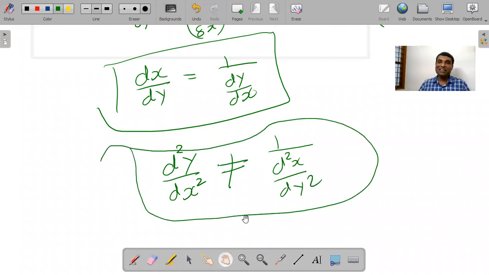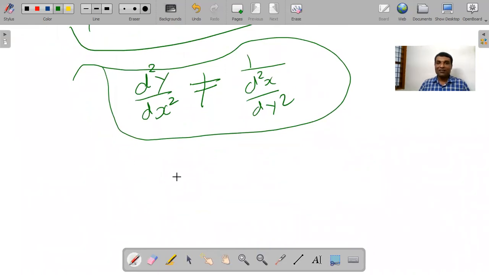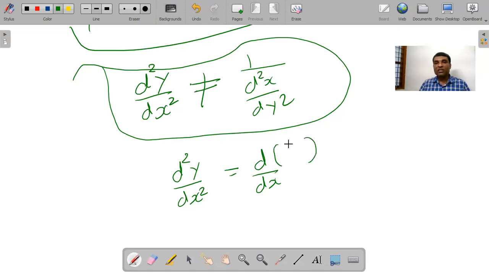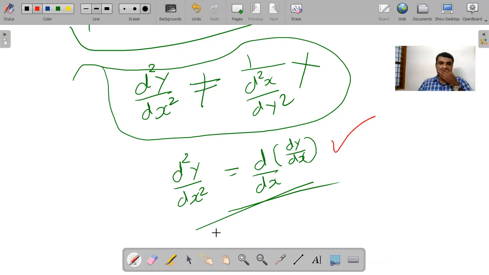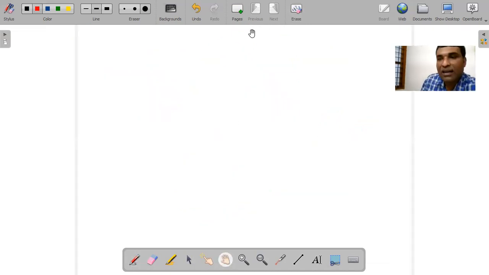Then what is the value of the second derivative? That we can find. We can write d square y by dx square is equal to d by dx of what? Of the first derivative. The derivative is dy by dx. This is correct, right? So the other one is wrong, and we can say this is right. Now we can do a simple problem based on the ab initio method.